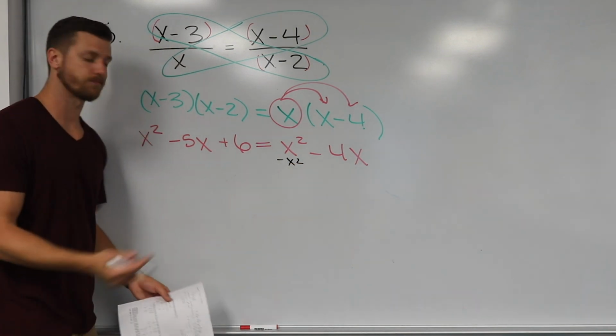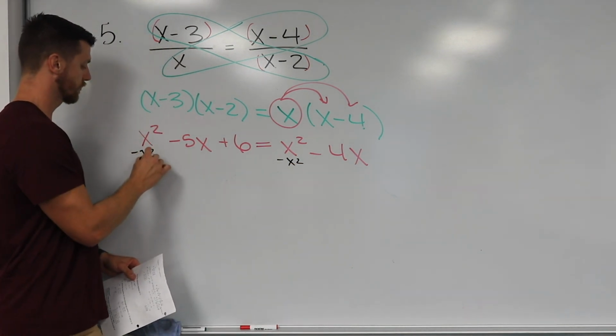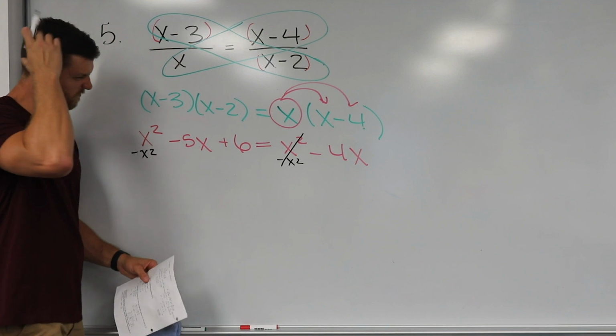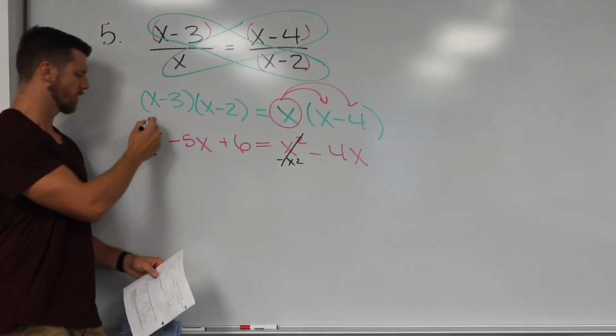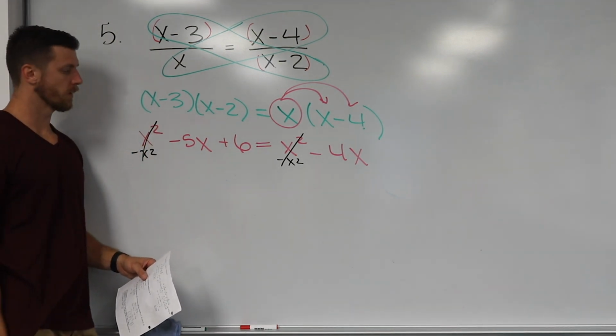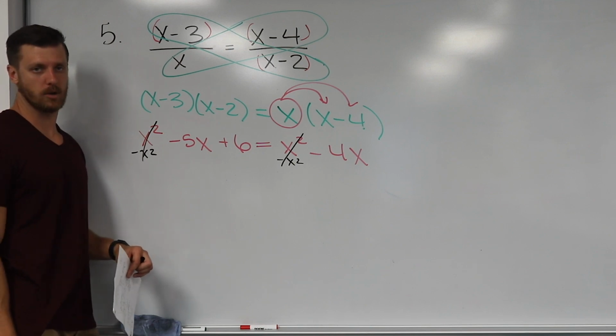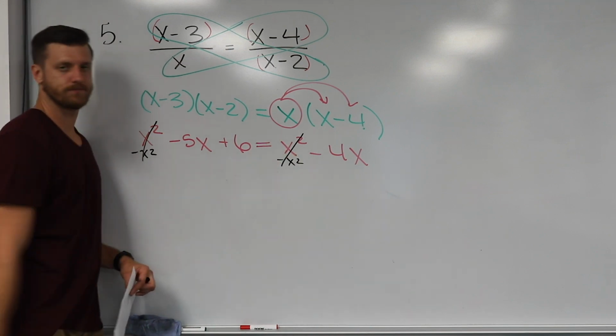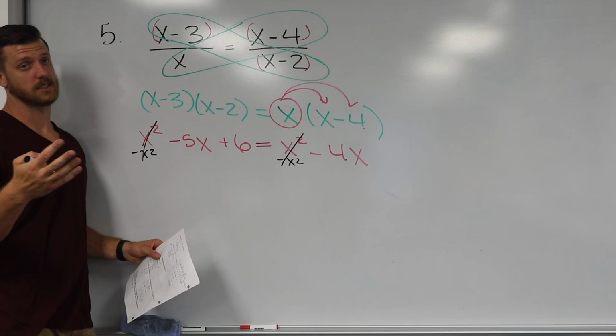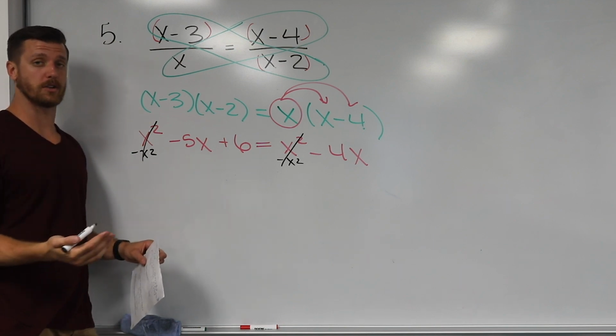You're going to want to subtract it. What's x squared minus x squared? It goes away. This no longer is a quadratic equation. You only have an x. So this is actually a linear equation that you're trying to solve for x.